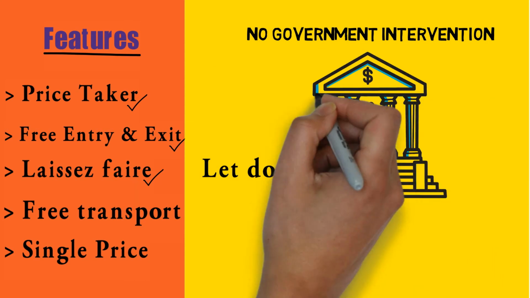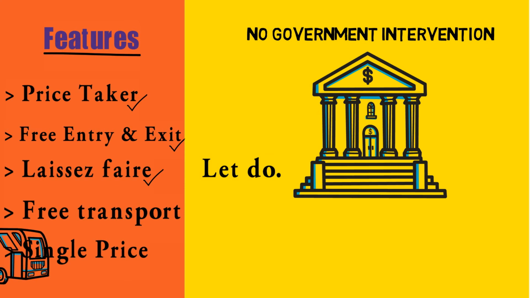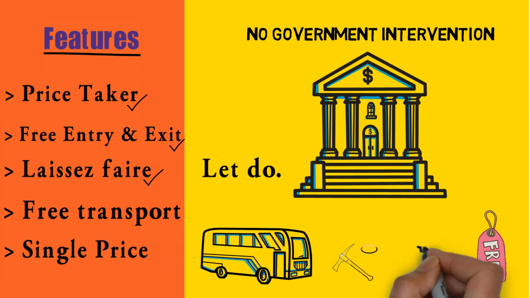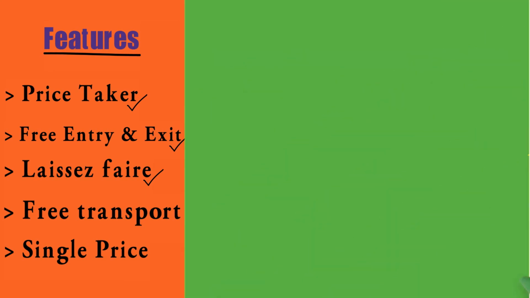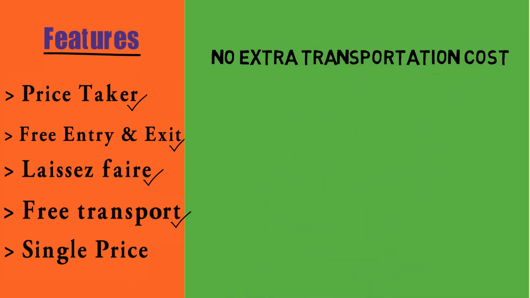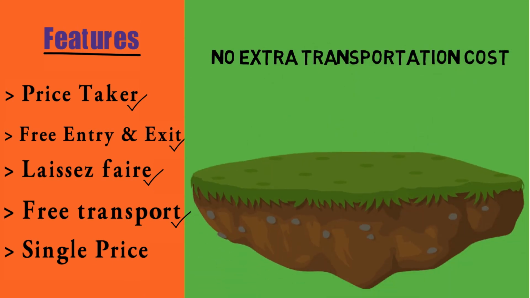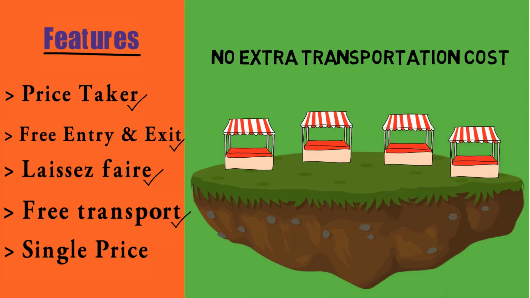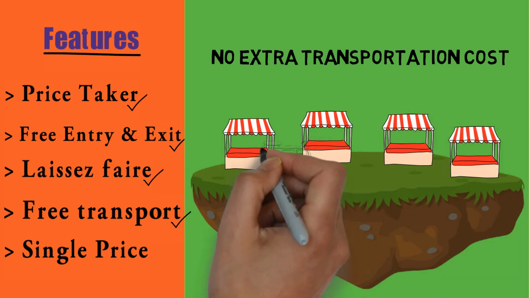It means that in a perfectly competitive market, there are no restrictions in the form of transportation, setting prices or production from the government. Free transport. This means there is no extra transportation cost that a single firm has to bear. In perfect competition, it is assumed that all the firms are close to each other, hence enjoy benefits from transportation.